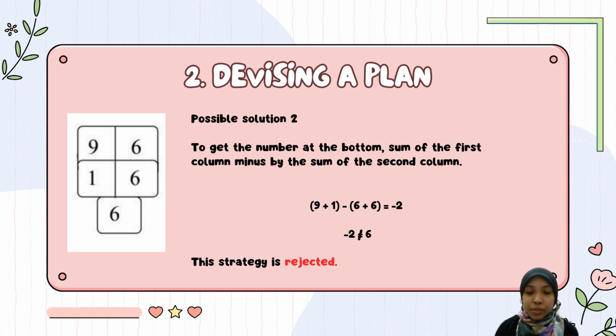Now we move to possible solution number 2. To get the number at the bottom, the sum of the first column must be minus the sum of the second column. So 9 plus 1 minus 6 plus 6 is equal to negative 2. And as we can see, negative 2 is not the same as 6. So this strategy is also rejected.